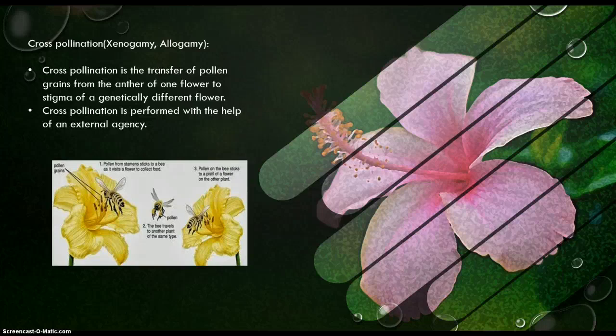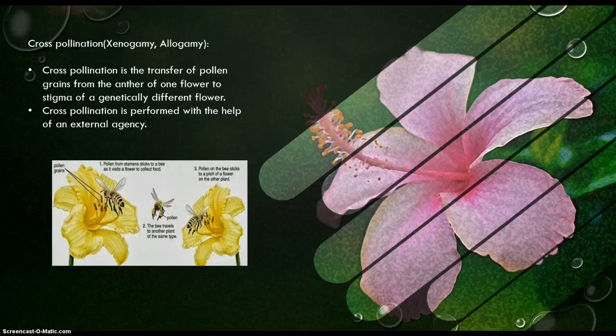So, geitonogamy, what was autogamy? Let us revise it once more. Autogamy is the transfer of the pollen grains from the anther to the stigma of the same flower, or a genetically similar flower. Second, what was geitonogamy? The transfer of the pollen grains from anther to stigma of a different flower but of the same plant, right? And finally, what is cross pollination? Cross pollination means the transfer of the pollen grains from anther to stigma of two different flowers of a different plant, or a genetically different flower.